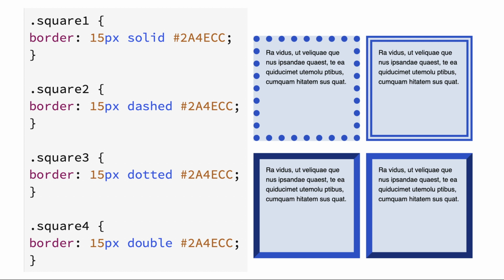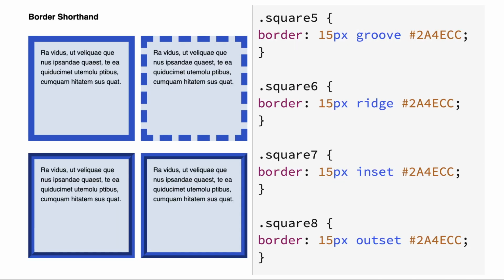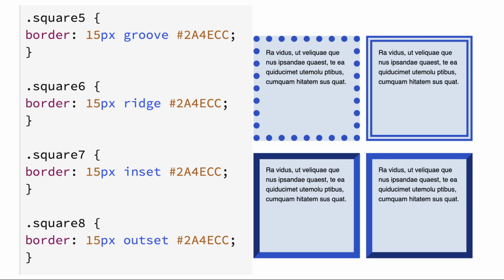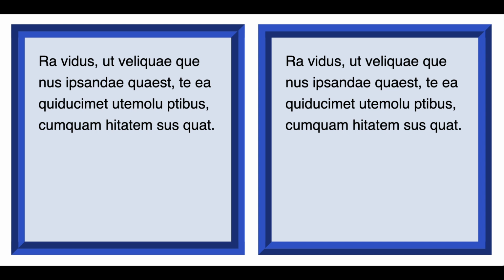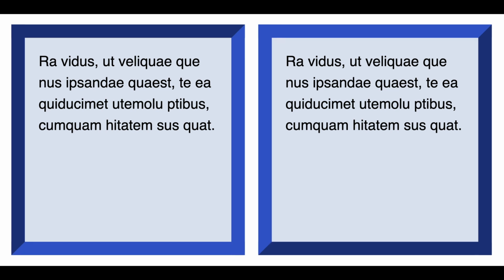Now we see the code for the third square with a dotted border and the fourth square with a double border. The fifth and sixth squares are in the lower row and feature a grooved and ridged border. And finally, the seventh and eighth square feature an inset and an outset border. These images just show the grooved versus ridged, and the inset versus outset borders at a larger size for you to see the differences.